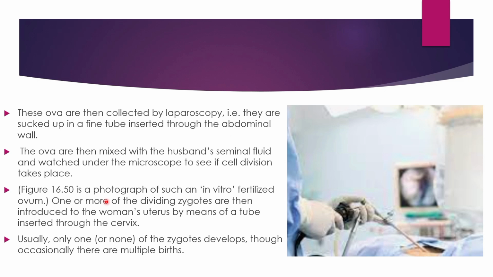Such an in vitro fertilized ovum, one or more of the dividing zygotes, are then introduced into the woman's uterus by means of a tube inserted through the cervix. After the mixing of the semen and the egg, doctors simply put the zygote in the woman's uterus by means of a tube inserted through the cervix.